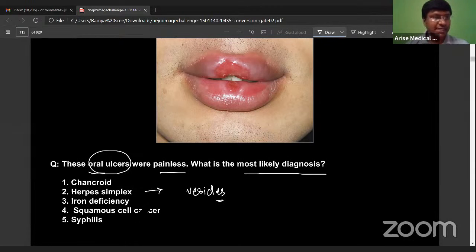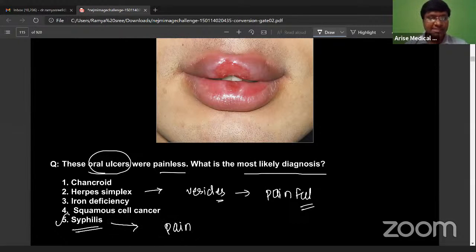Very good. So Gangula Akanksha has answered it. Very good, Gangula Akanksha. It is syphilis, among the options given to you. Herpes simplex is not painless. It is painful. It is extremely painful in case of herpes simplex. In case of syphilis, you will have the presence of painless oral ulcers.